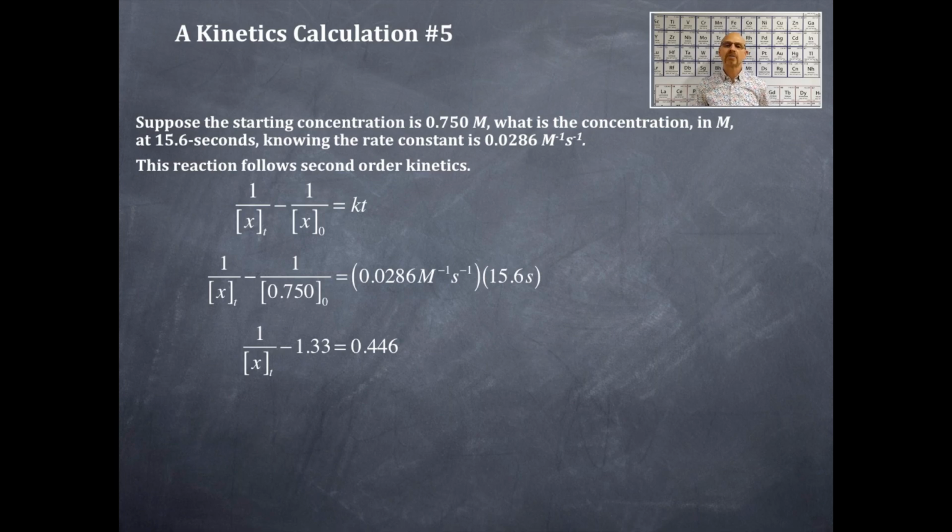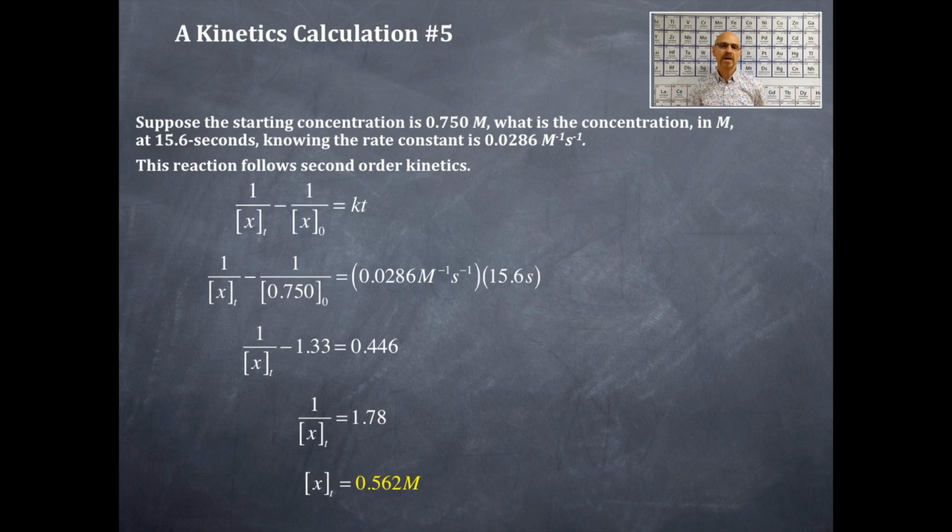I'm going to move that negative 1.33 to the other side with an addition, and that's what I have. 1 over x sub t is equal to 1.78. I'm going to solve for x sub t, and that is taking the reciprocal of this number here, and I'm going to stick some units on there because I do know that it's molarity. So x sub t, or the concentration at time t, which is 15.6 seconds, is 0.562 molar.